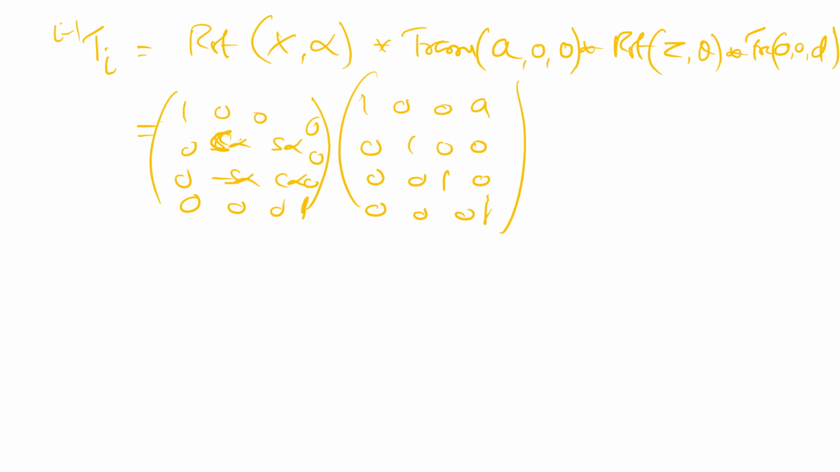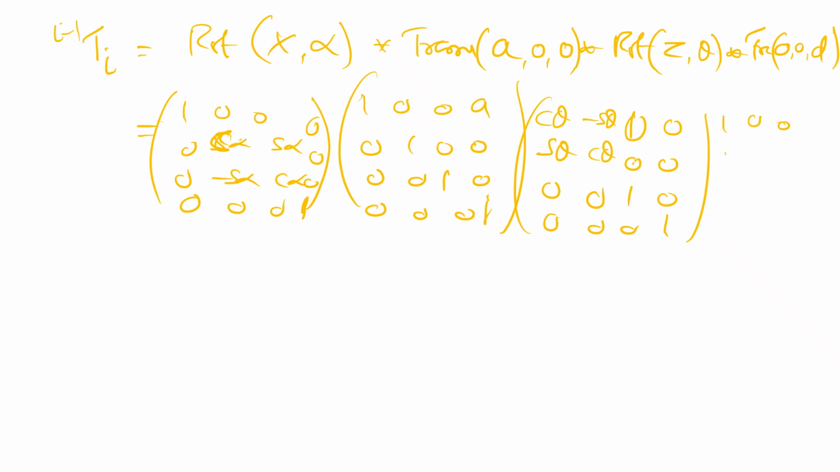Then rotation along z axis. So this one is cos theta, minus sine theta, sine theta, cos theta, with 1 in the remaining position. And then there is no translation, so this one is 0, 0, 0, 1. The next one has no rotation, so 1, 0, 0, 0, 1, 0, 0, 0, 1, and here 0, 0, D. Here is the only translation. That's all.